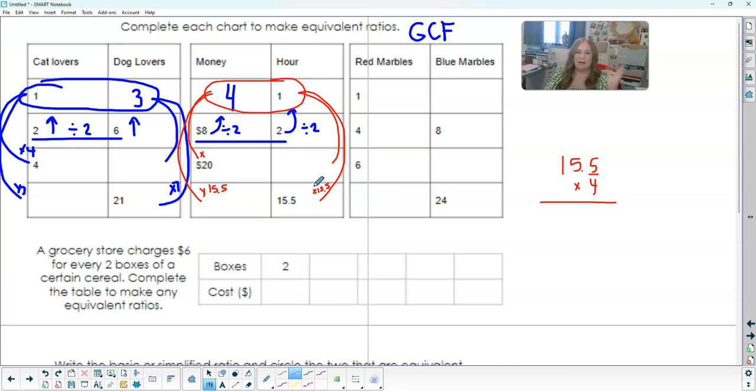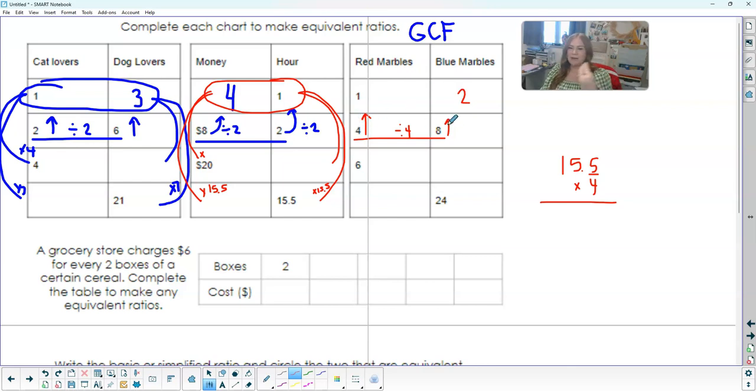Hey, next up we have red marbles, blue marbles. So we can see here is what we know. If I have 4 red marbles, I have 8 blue marbles. So it wants to know, how do we get to 1? If there's just 1 red marble, 4 and 8 can both be divided by 4. 4 divided by 4 is 1. 8 divided by 4 is 2. So there's half as many red marbles or twice as many blue marbles. They're a half. 1 red marble, 2 blue marbles.